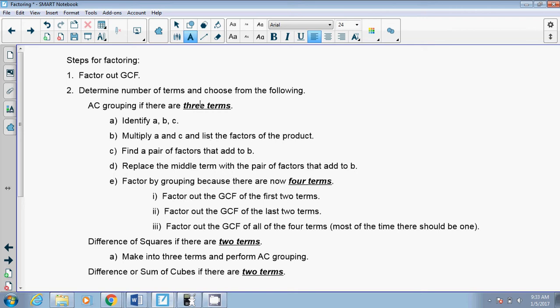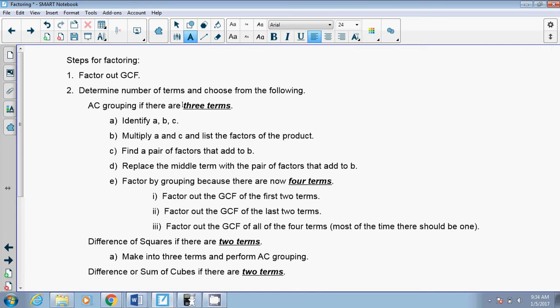There are multiple ways to factor 3 terms. This is one of the multiple ways, AC grouping. You might have learned trial and error, you might have learned bottoms up method, you might have learned box method. I'm going to focus on using AC grouping. If you've learned factoring and are comfortable with it using another method, please feel free to use that method. I'm going to use AC grouping whenever I'm factoring 3 terms.